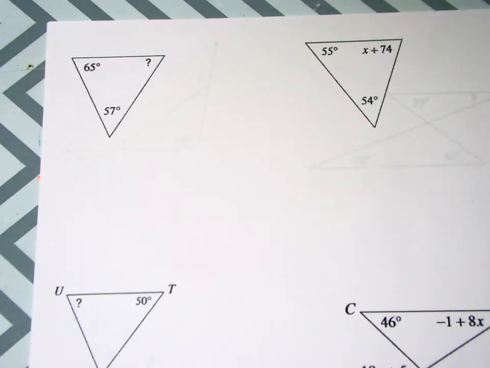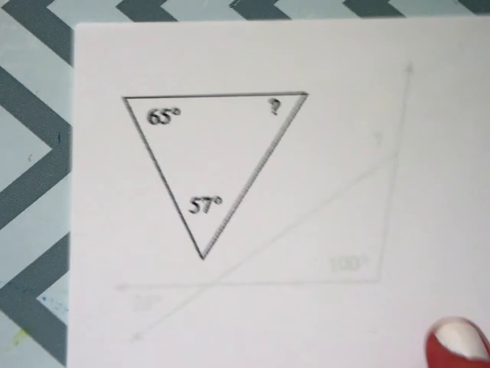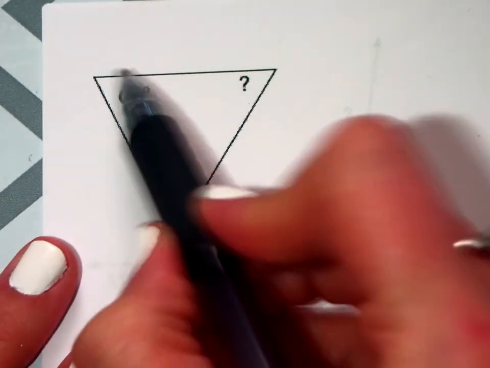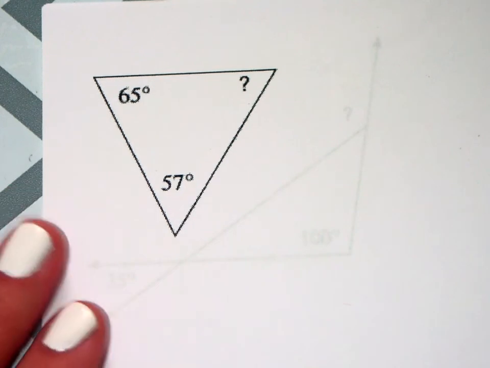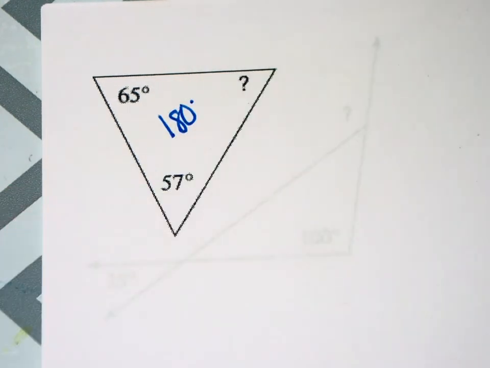So let's go ahead and start our first problem. The first question wants to know the value of the question mark. My brain should go to, okay, I see a triangle. How many total degrees should they add up to? 180. So I'm going to just stick 180 in the center. What I'm going to do from here is build an equation.